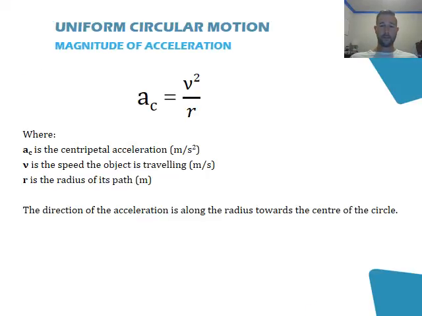Okay, our first formula for uniform circular motion. This relates to the magnitude of the acceleration and its relationship to the velocity and the path it's taking. So the formula is given on the screen, where a_c denotes the centripetal acceleration, v is the speed that the object is traveling, and r is the radius of its path. Now the direction of acceleration is along the radius towards the center of the circle.